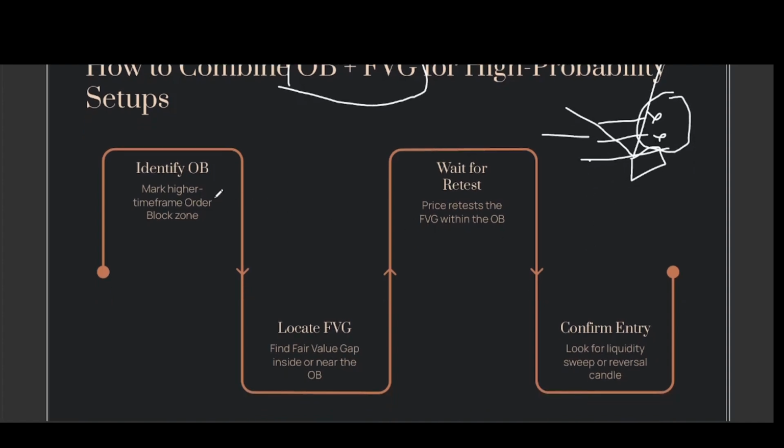Now, first, how do you identify an order block? Go to higher time frames, daily time frame, next 4 hour, 1 hour, 15. Keep identifying from higher time frame to lower time frame. Next, locate fair value gaps in the same way, higher to lower.